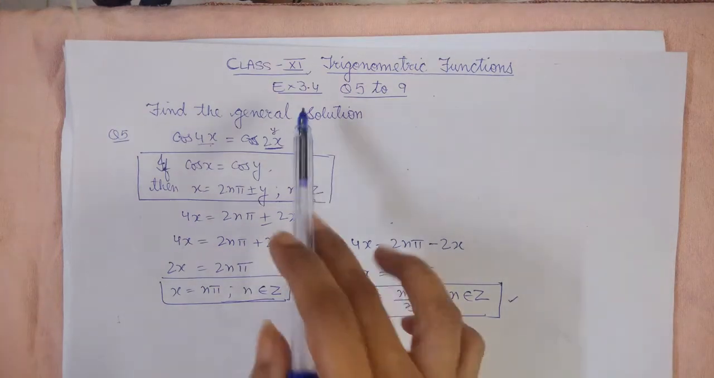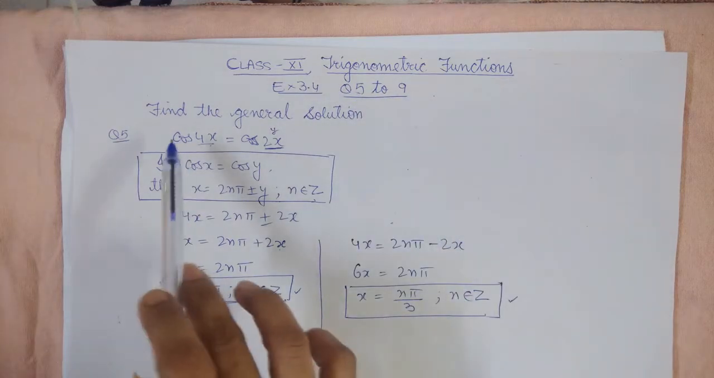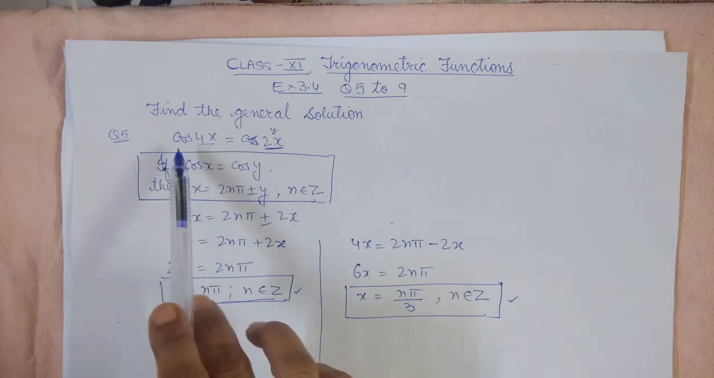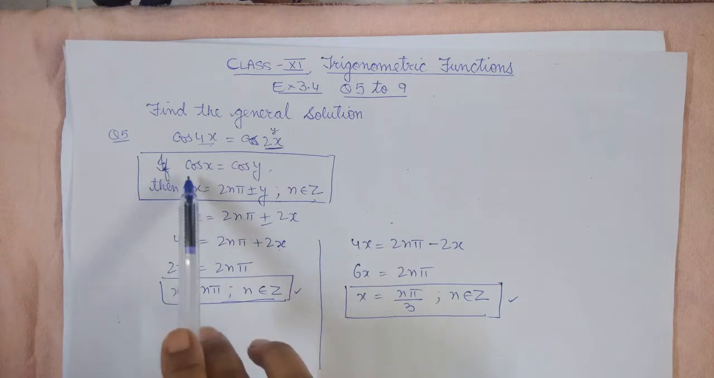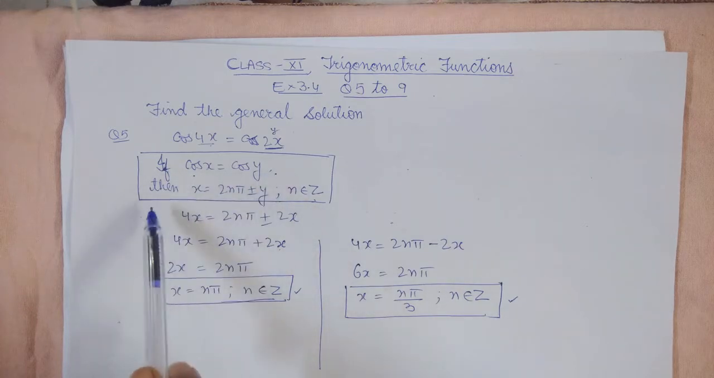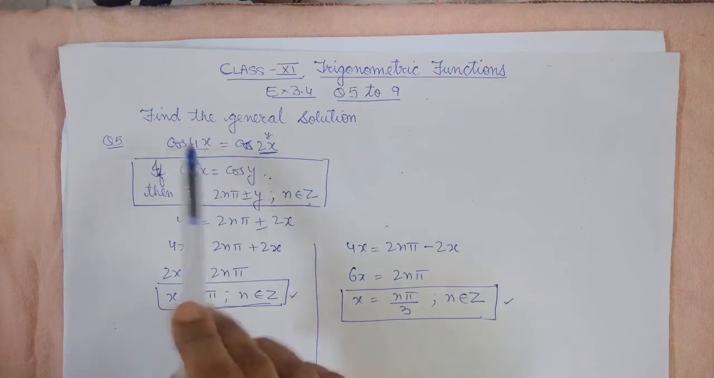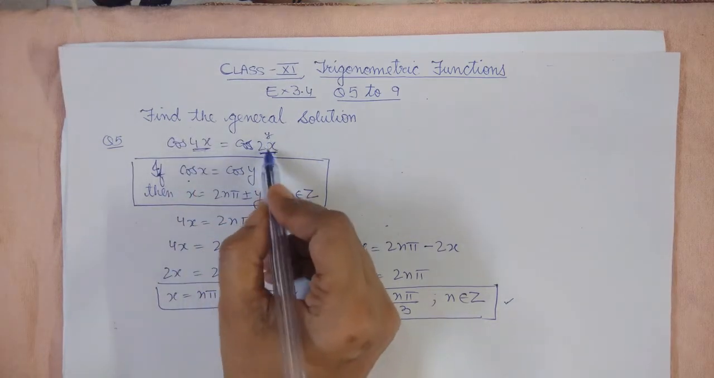Now, exercise 3.4, questions 5 to 9. The question is to find the general solution. Question 4: cos 4x equals cos 2x. Now, the condition which you know very well: if cos x equals cos y, then x equals 2nπ plus or minus y. So here this term is x and this term is y.